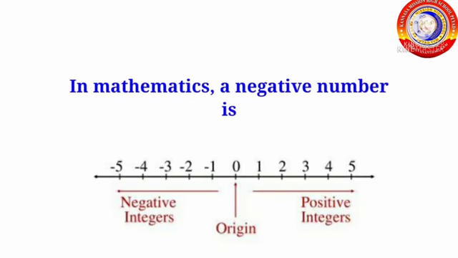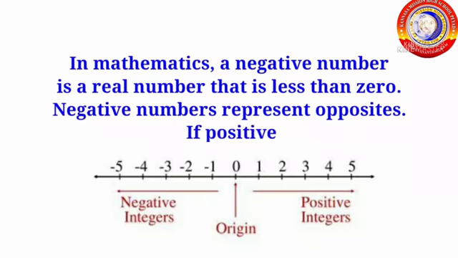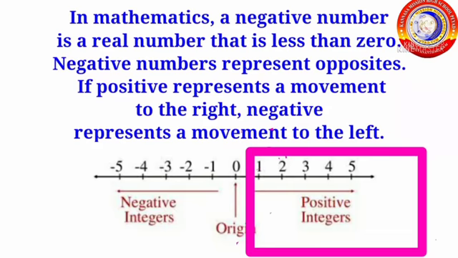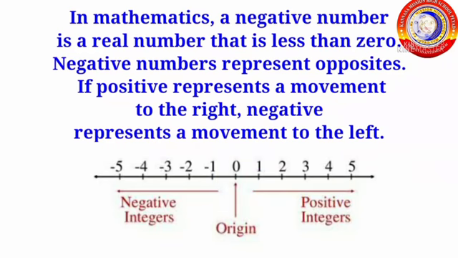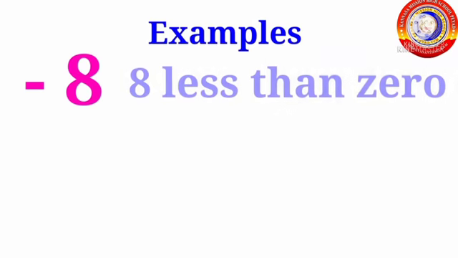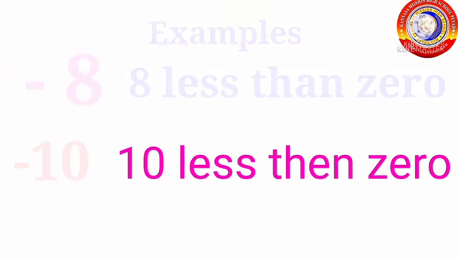In mathematics, a negative number is a real number that is less than 0. Negative numbers represent opposites. If positive represents a movement to the right, then negative represents a movement to the left of 0. Let's learn some examples. Minus 8 is a number that is 8 less than 0. Then minus 10 is a number that is 10 less than 0.